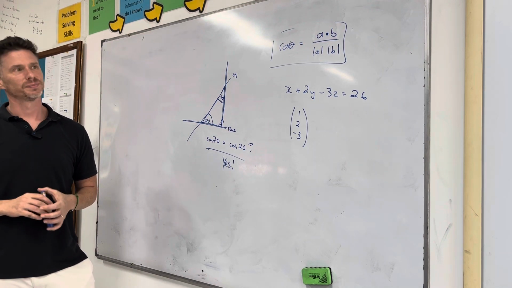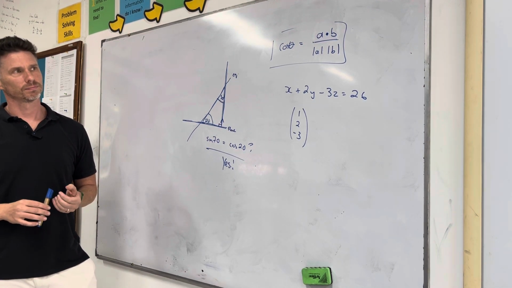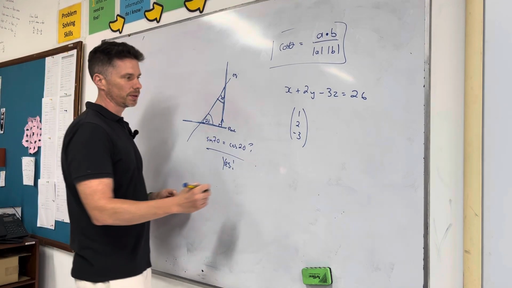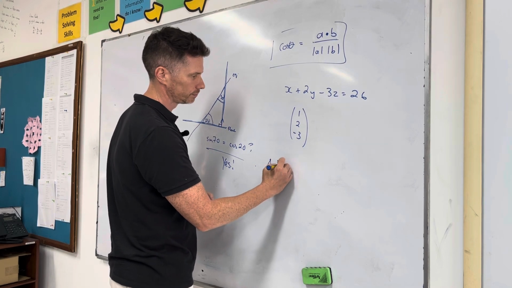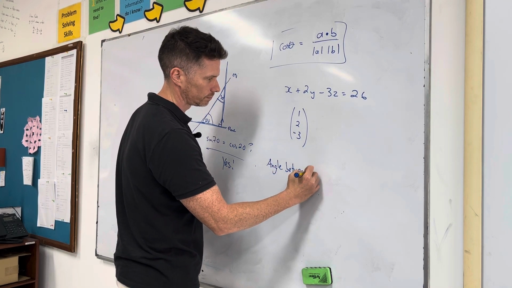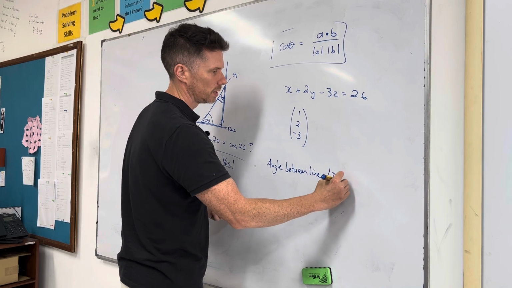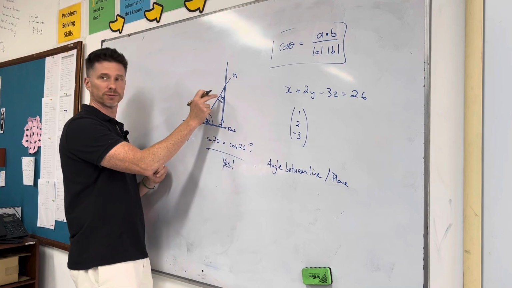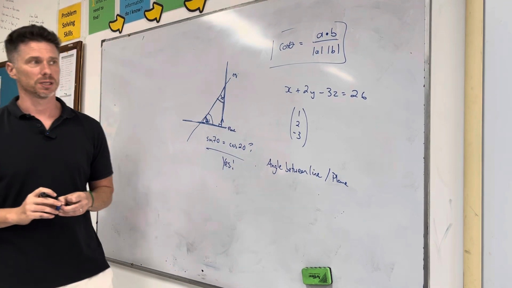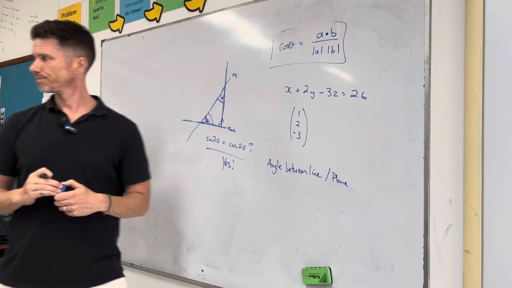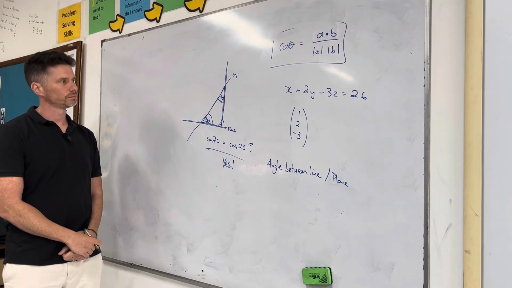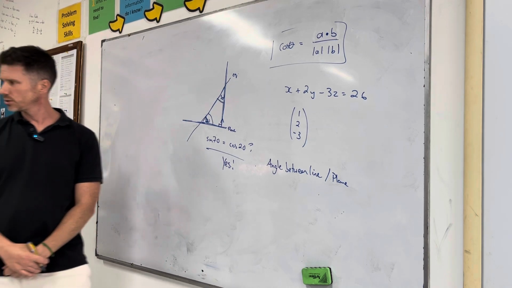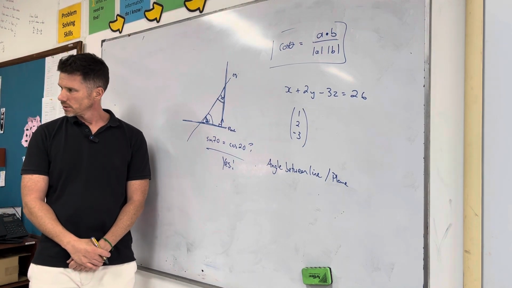The angle between the line and the plane is different. So we use the sine inverse, but we're not finding this angle when we do it. We're actually finding this angle. But the answer will be related. We know they add to 90 degrees, so one is the opposite of the other.